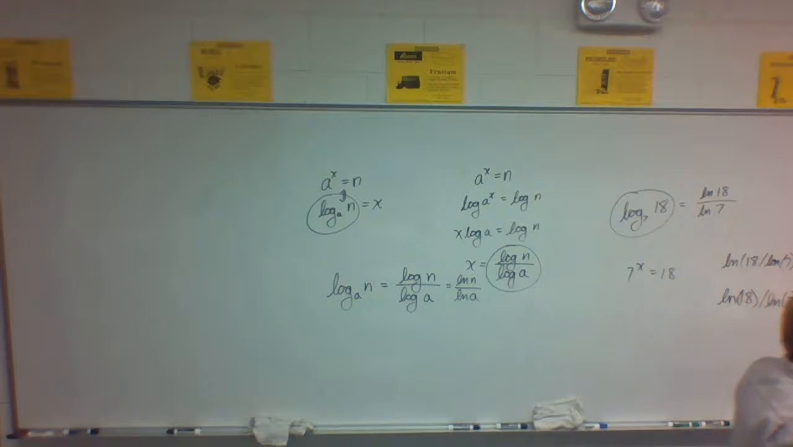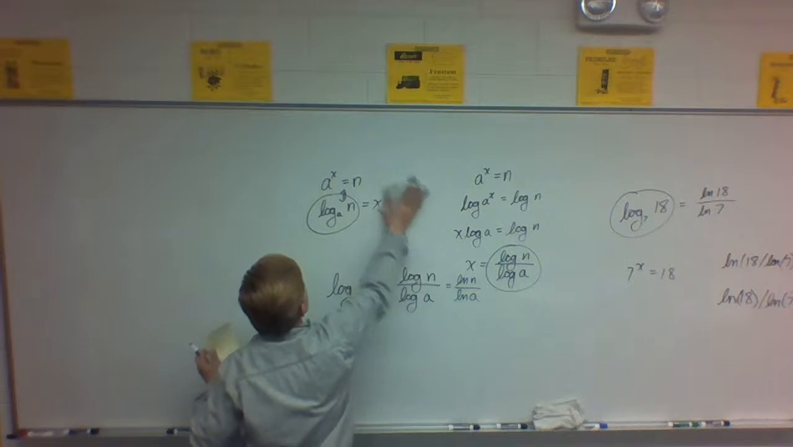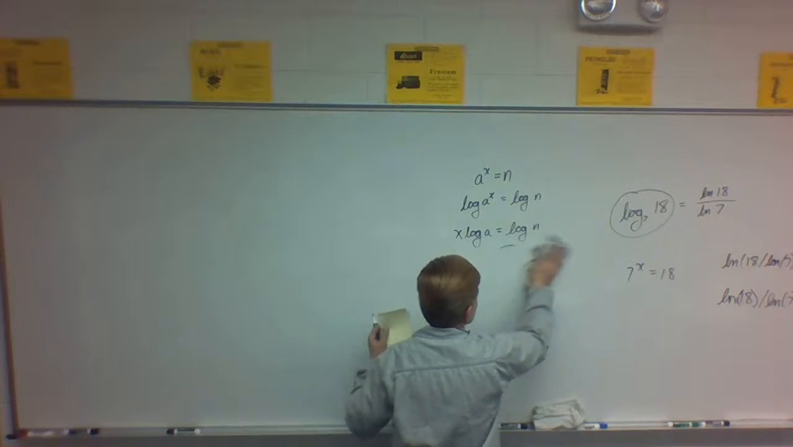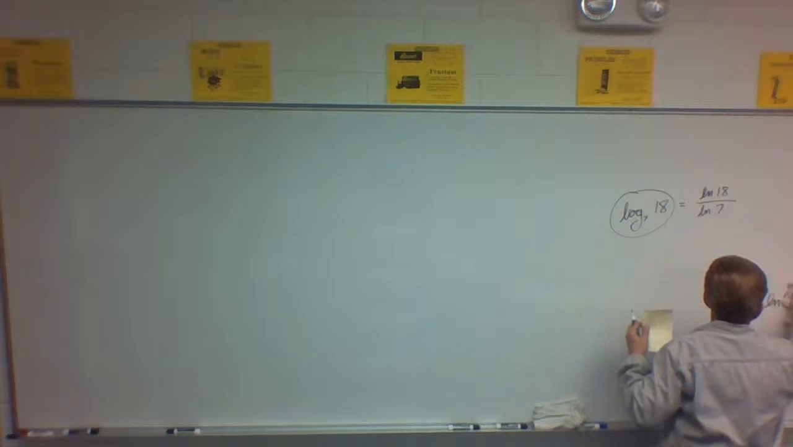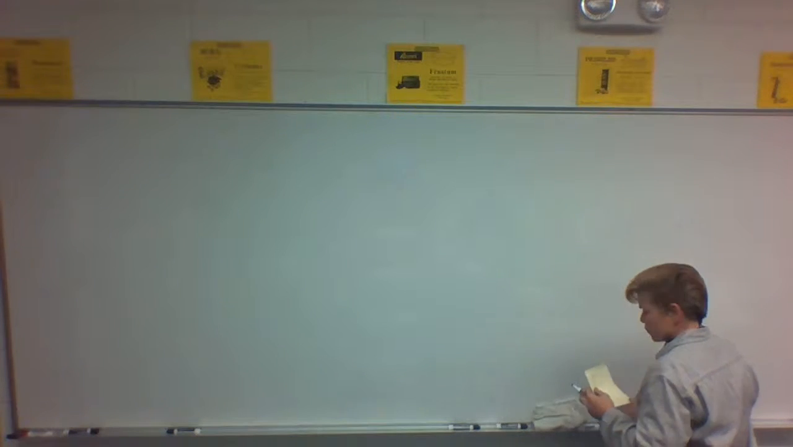Okay, now, I want to show you one other thing that's a little bit weird that you might not expect. It has to do with the fact that products become sums, quotients become differences, and quotients that are unit fractions become negatives. It's weird. Watch.